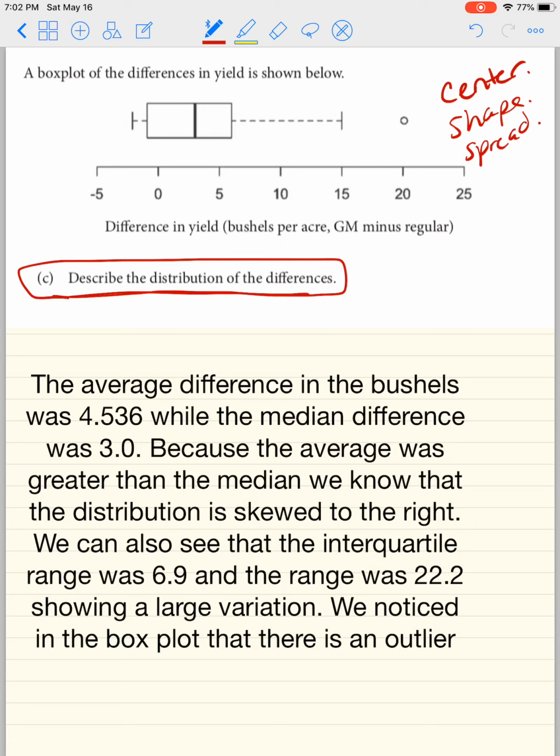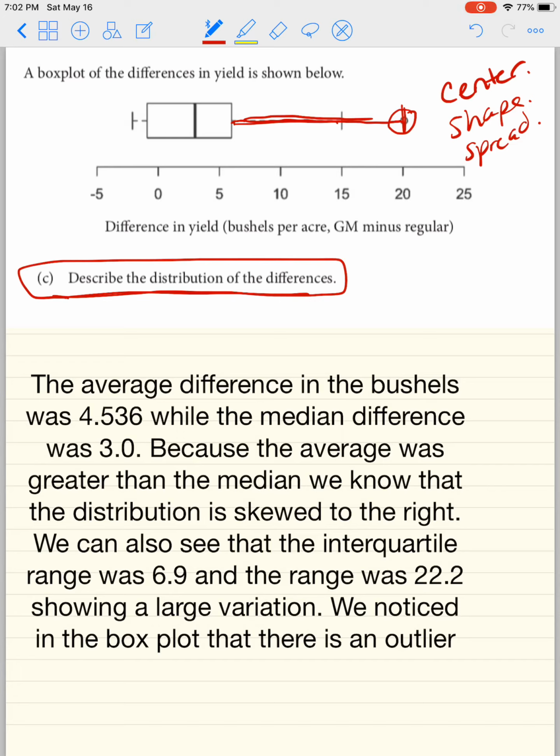The average difference in the bushels was 4.536, while the median difference was 3.0. Because the average was greater than the median, remember that if your average is greater than the median, it's going to be skewed to the right. You can also tell that it's skewed to the right because you have this long guy. And remember, this guy, even though he's an outlier, he's part of the data. So it's all the way here, actually. So this whisker here is really long on the right side. Okay, so because the average was greater than the median, we know that the distribution is skewed to the right.